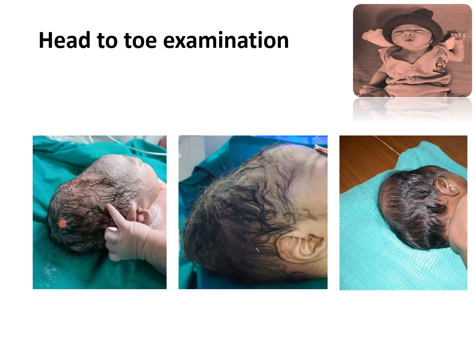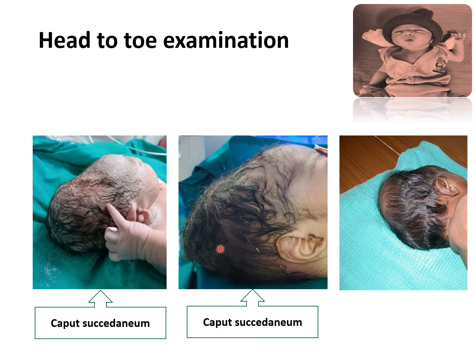Here in this image you can see this is a boggy swelling crossing the midline, present at the time of birth. It is caput succedaneum. This swelling is also similar, caput succedaneum. Here in this image you can see the swelling which is not crossing the midline. It is cephalohematoma.